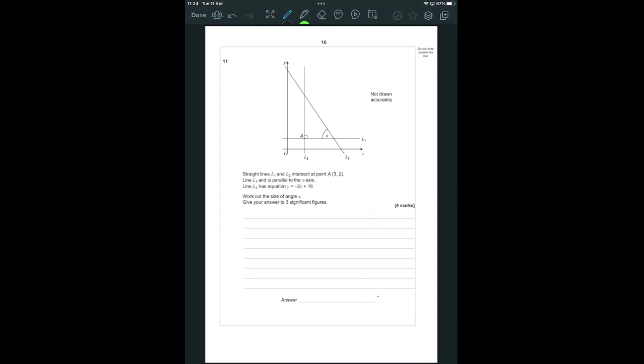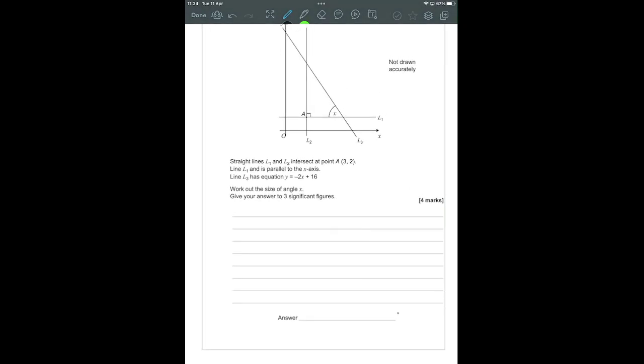Question 11. We have 3 straight lines, L1, L2, which are horizontal and vertical. They intersect at the point 3, 2. Okay, so I've got a coordinate here, 3, 2. That tells me that my L1 line is the line y equals 2. Horizontal line going through a coordinate with 2. And similarly, L2 is my coordinate x equals 2. Sorry, x equals 3. A vertical line going through a coordinate with 3.